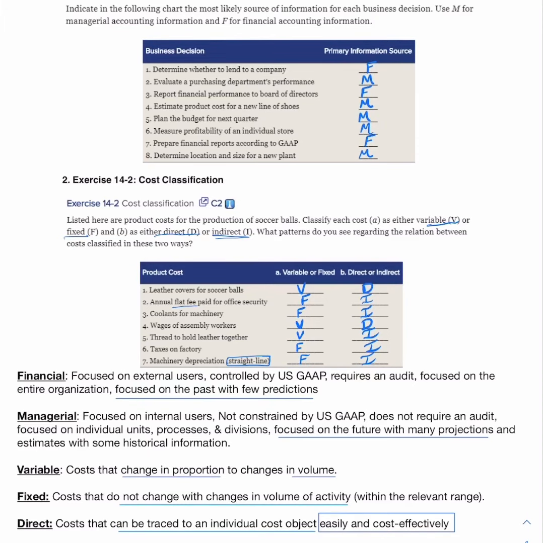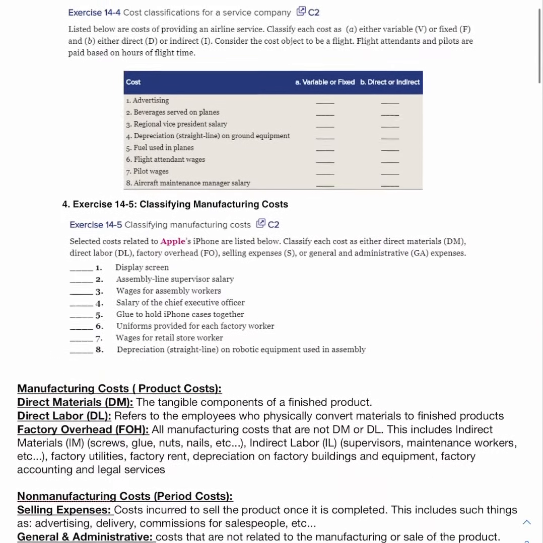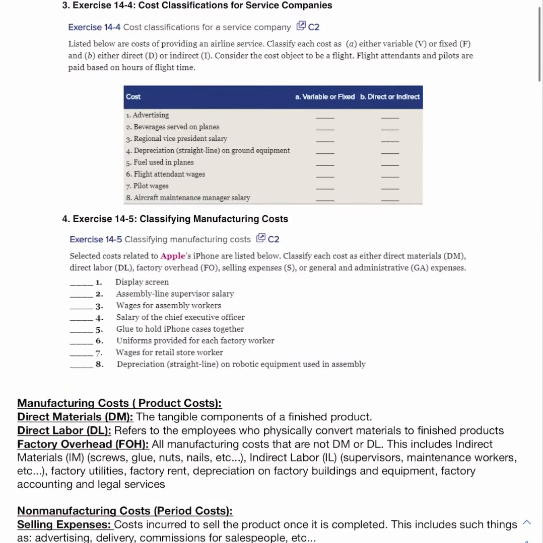So that wraps up the first two questions for us on this homework assignment. So we will move on to number 3 and 4. So here with number 3, what they're asking us to do is to identify different types of costs, once again as variable or fixed and as direct or indirect. But in this case, this is for a service company. In the last example, it was not. So we'll see a little bit different items in this question.